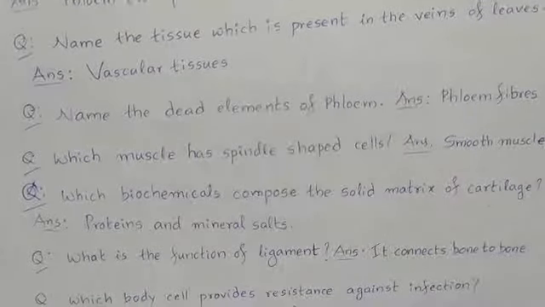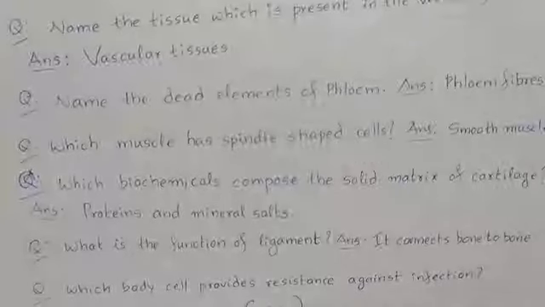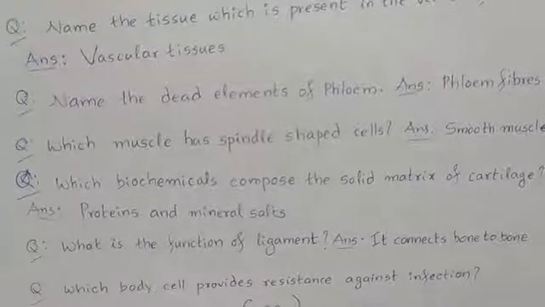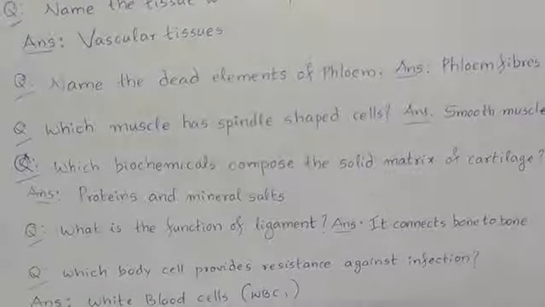Name the dead elements of the phloem. Phloem fibers are the dead elements of the phloem. What are the other elements of the phloem? Sieve tubes, companion cells, and phloem parenchyma. These are the live elements, and phloem fibers are the dead elements.